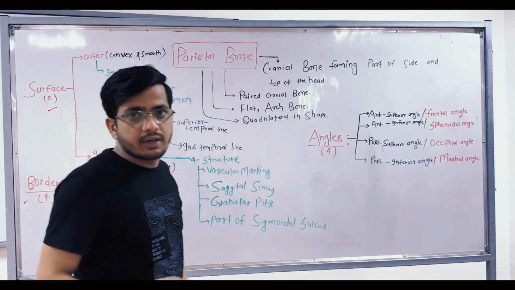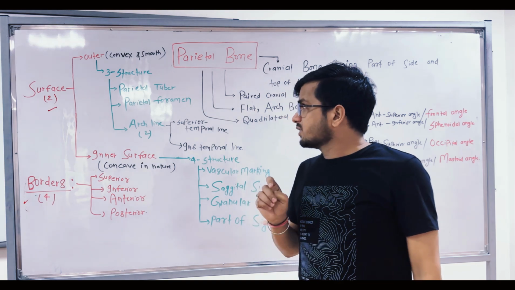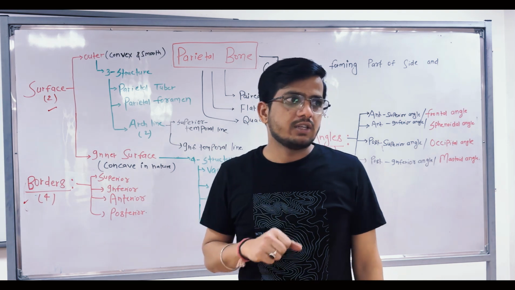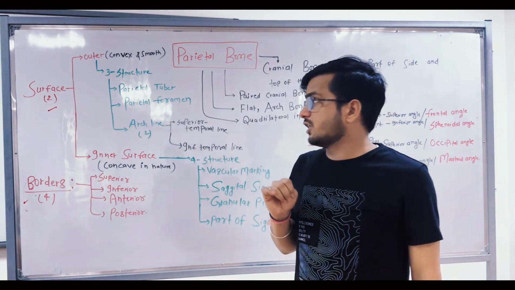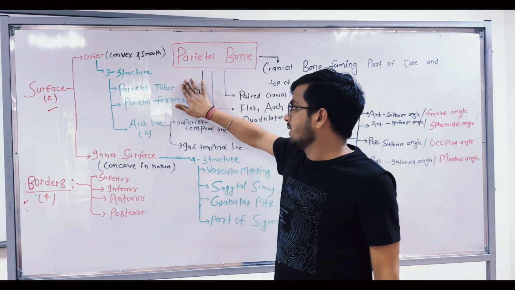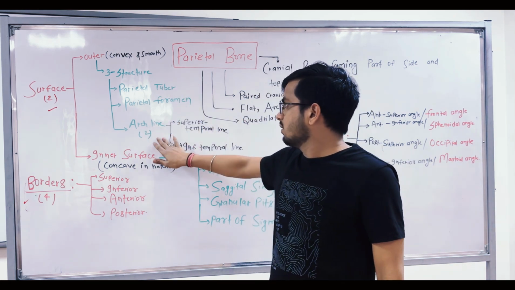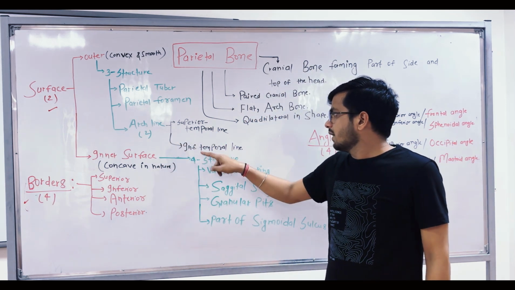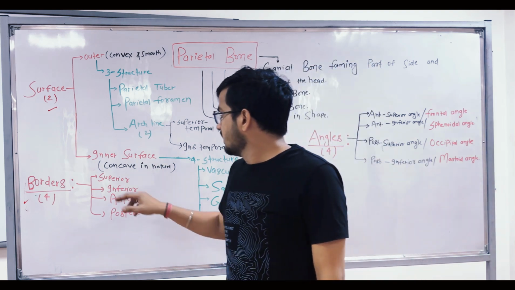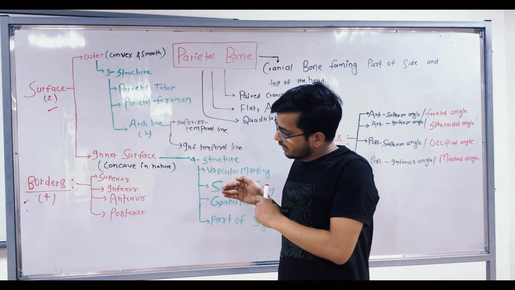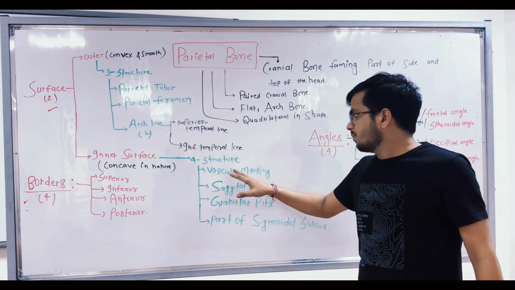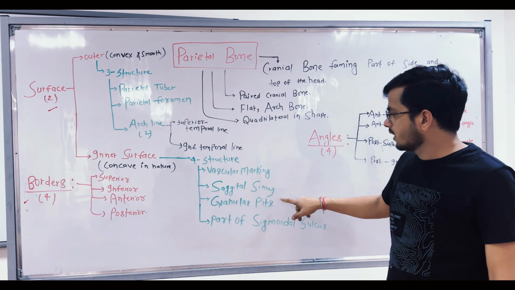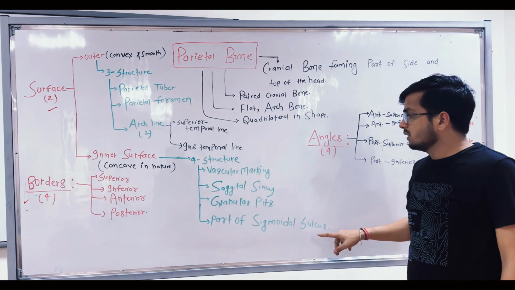The outer surface is convex and smooth, and when we see the outer or external surface of the parietal bone, we will see many structures, but the three main important structures are the parietal tuber, parietal foramen, and arc lines. We will visualize two arc lines, the superior temporal line and inferior temporal line. Then we will discuss the inner surface. The inner surface is concave in shape, and it consists of four main structures. We will find the vascular markings, sagittal sinus, granular pits, and part of the sigmoid sulcus.